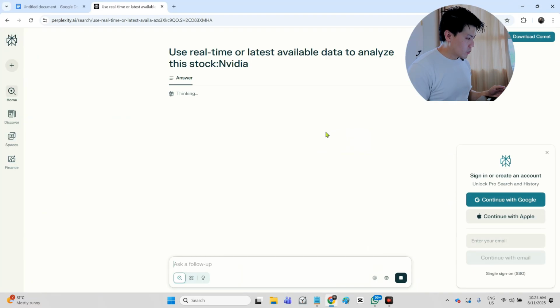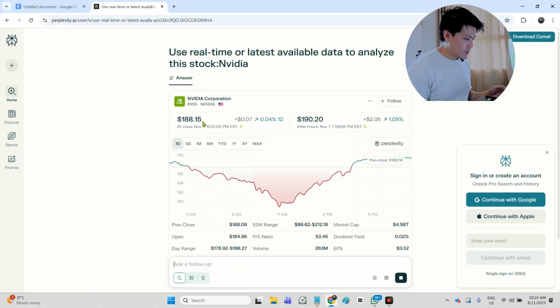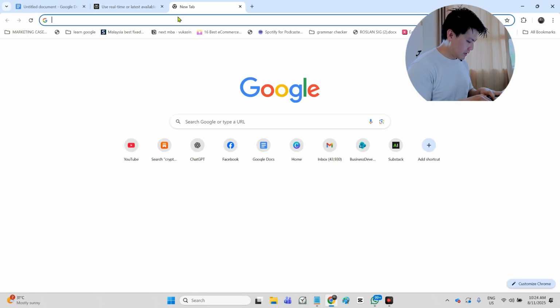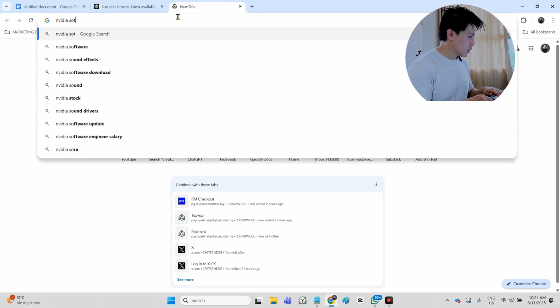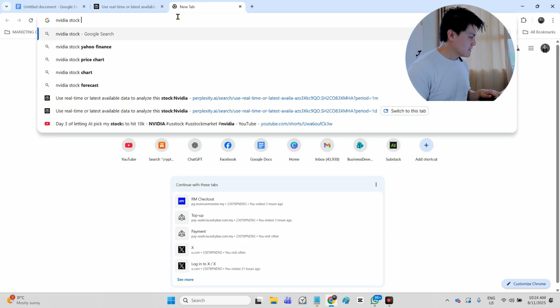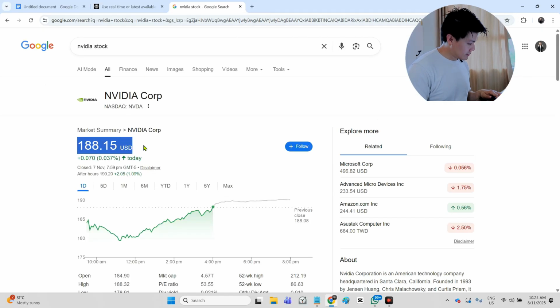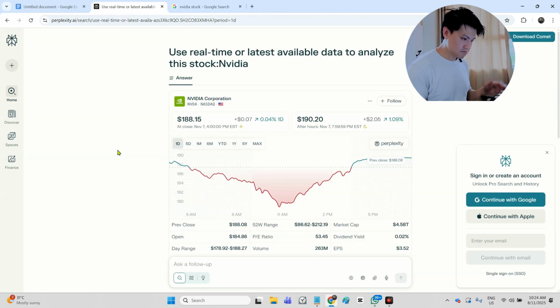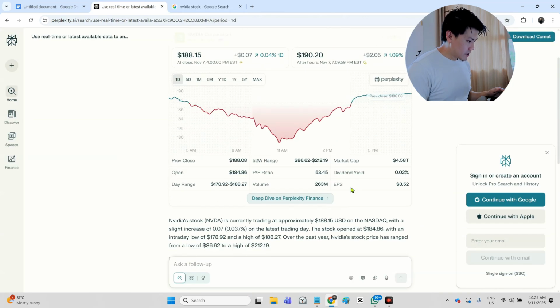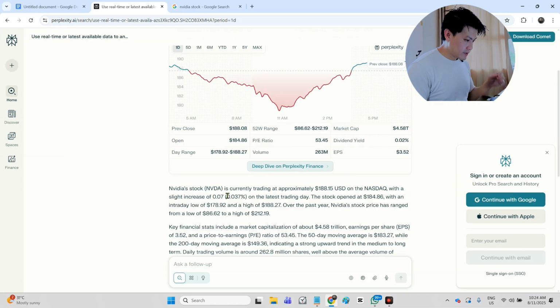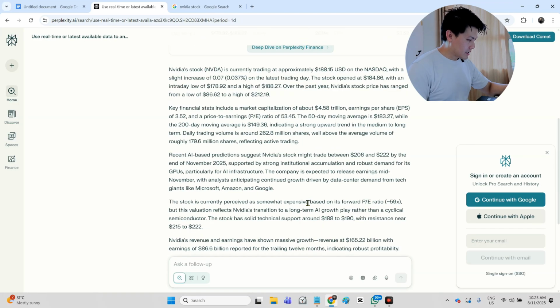Okay, so 188.15, after hours is 190. Okay, 1 day, 5 days. What we can do is also cross-check the NVIDIA stock price. 188.15, yes, it is correct. Not too bad. NVIDIA is currently trading at approximately 188.15 USD on the Nasdaq with a slight increase. Yeah, it's not too bad. Everything is laid out over here. All right, so everything here is clear and clean.